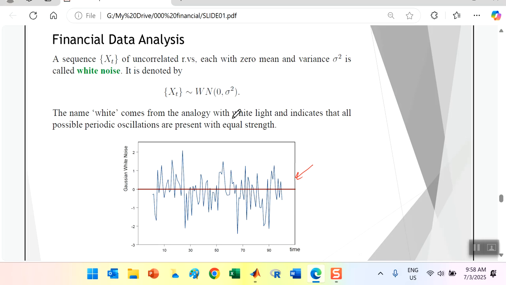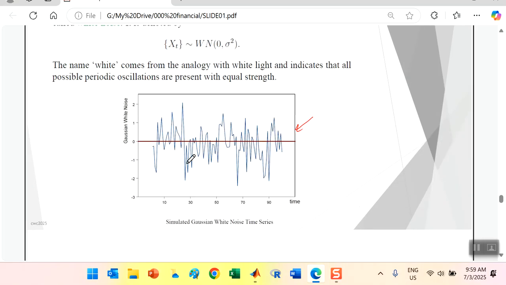The term white comes from the analogy of white light. White light consists of 7 colors. If you do an experiment, combine all the lights and twist the circle very fast, you end up with a white color. So this is the analogy. It means it consists of all possible periodic oscillations with different lambda. So basically the noise is a random process, and this random process can be independent or non-independent.